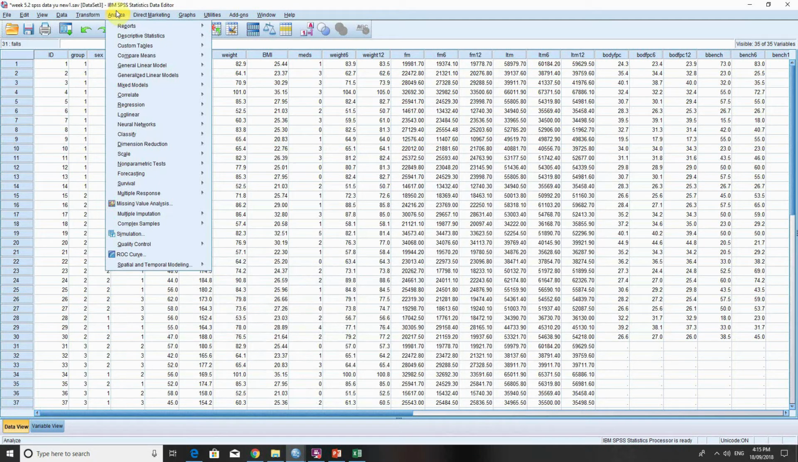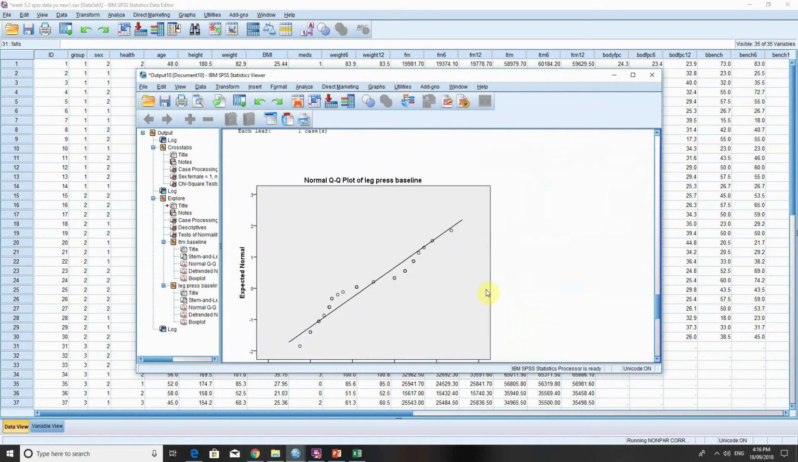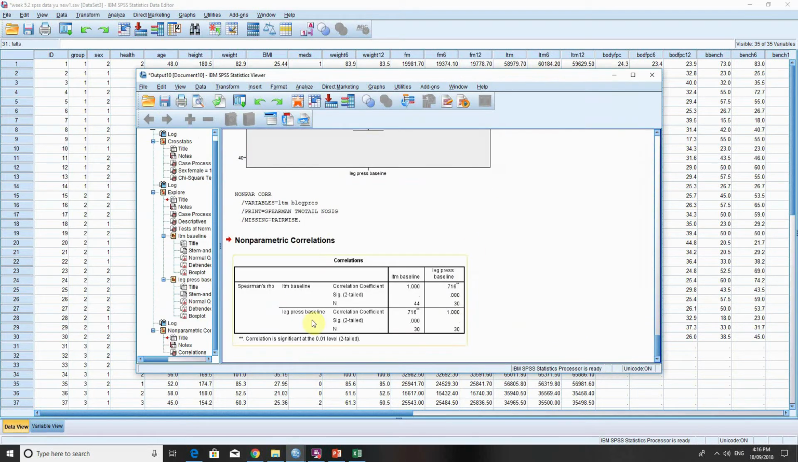I'm going to go to Analyze, Correlate, Bivariate, so exactly the same as a Pearson's correlation, except I'm going to do LTM baseline and leg press baseline. And the only thing I have to change is I need to untick Pearson and tick Spearman. That's all. That's the only thing I have to change. Keep two-tailed on. And we'll get our little box here.